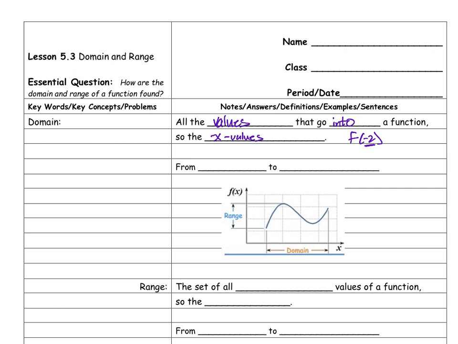Okay, so my domain is just all of my x values. And when we list them, we always list them from least to greatest. Least to greatest, okay? So if I was to name the domain on this graph, that's the little example right here, I would say we're just going to pretend that it ends here and right there.